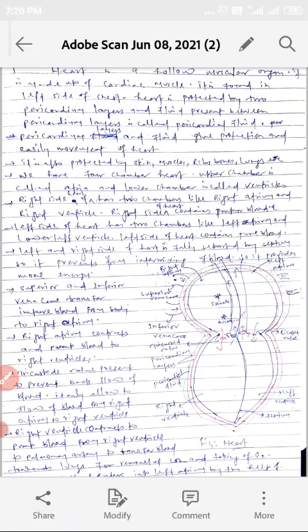We have a four-chambered heart. The upper chambers are called atria and the lower chambers are called ventricles. The right side of the heart has two chambers, the right atrium and right ventricle. The right side of the heart contains impure blood. The left side of the heart has two chambers, the left atrium and left ventricle. The left side of the heart contains pure blood.